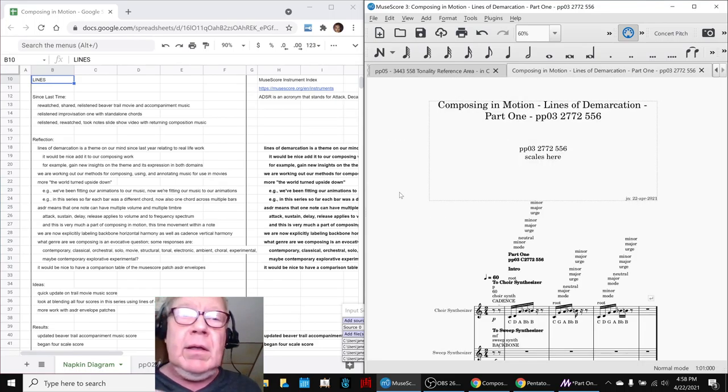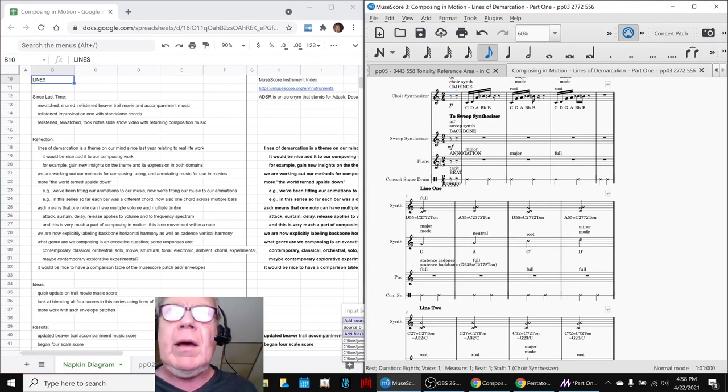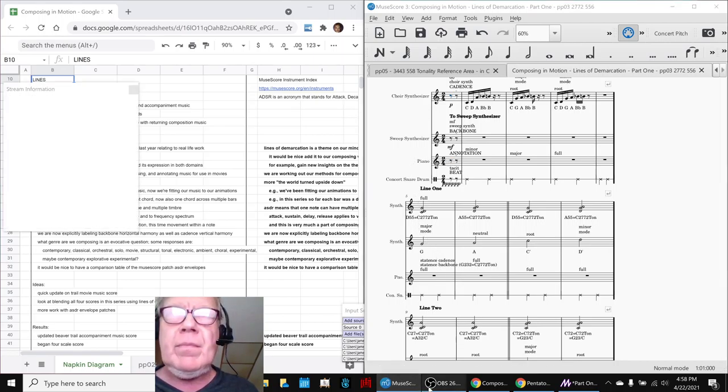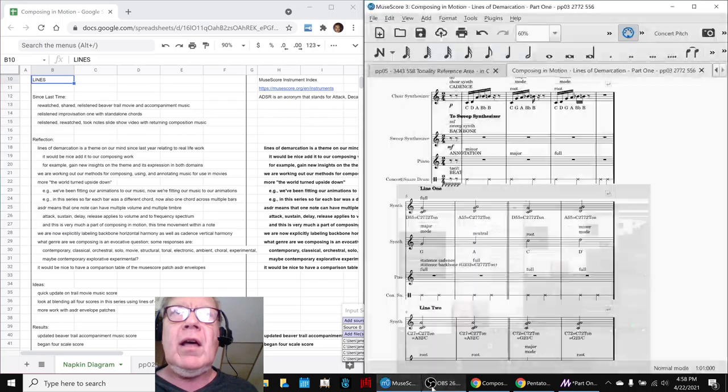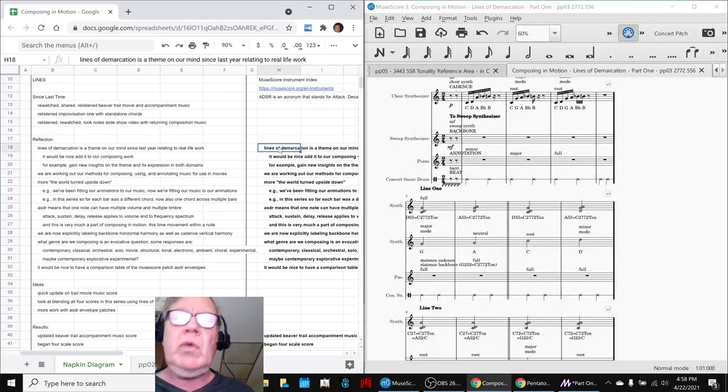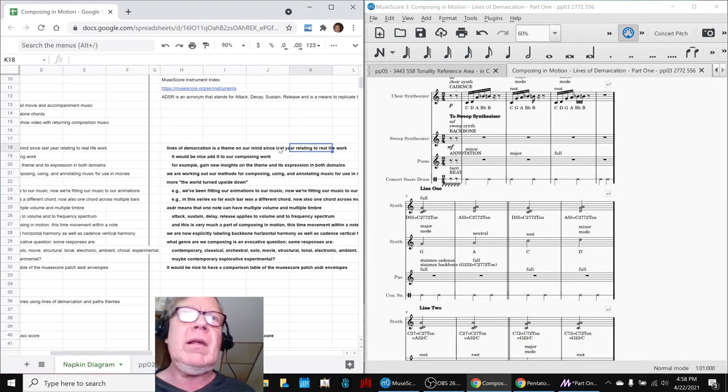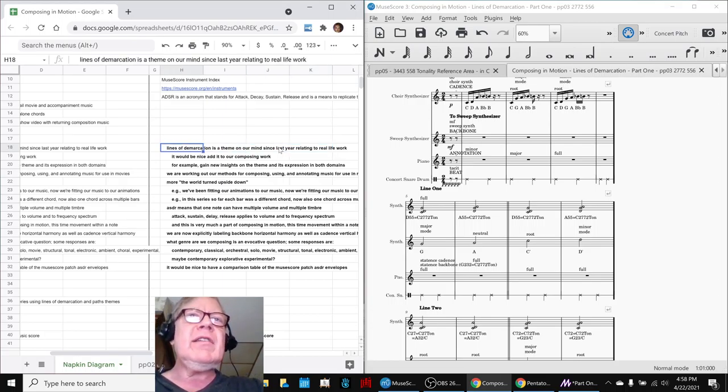Alrighty. Ladies and gentlemen, this is a recap of Composing in Motion, Part 22: Lines. In today's episode, we re-entered by talking about the theme of lines of demarcation, which is a theme that's been on our minds since late last year relating to our real-life work. And the thought is it would be nice to add this to our composing work because, as we've discussed before, our composing and our work interact a lot. We're getting new insights.